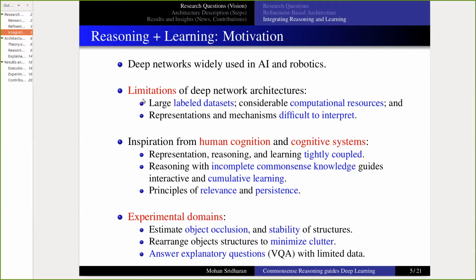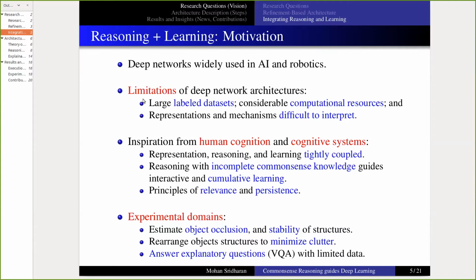And what happens also is, when you deploy these systems, you want to try and understand or interpret the underlying representations and reasoning mechanisms, right? And that is one key motivation here. And though there are a lot of people working on this, there are still a lot of unexplored or unanswered questions on how to do this with deep network architectures.